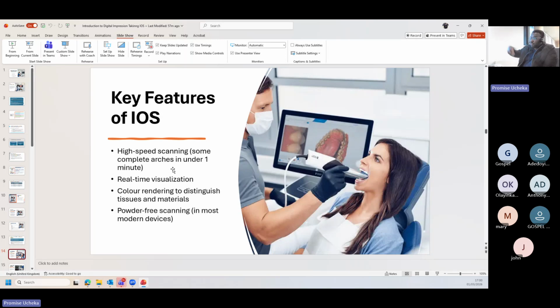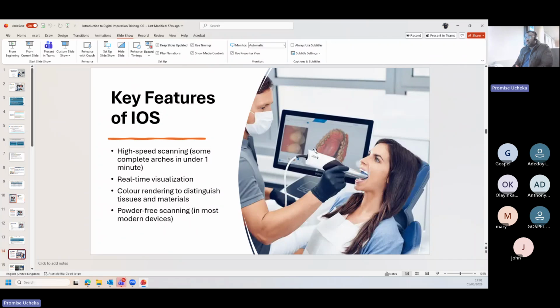So you don't need your patient to go home and then you call the person back for you to take another impression because the one you took before is not good. You have a real-time visualization. If you look at the screen here, as this person is taking this impression, the patient is seeing, everybody is seeing it in real time. If it is good, it is good. If it is wrong, we'll see that there's a problem with the scan and we can look for a way to fix it there and then.